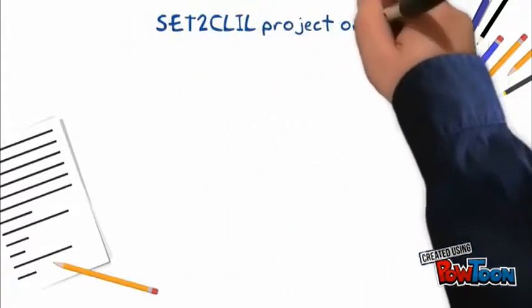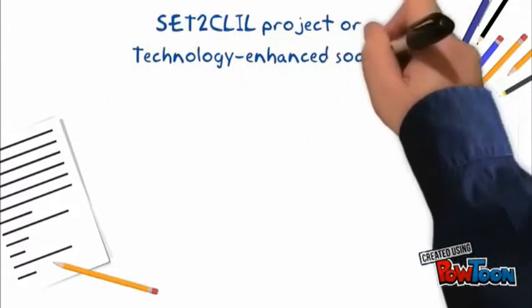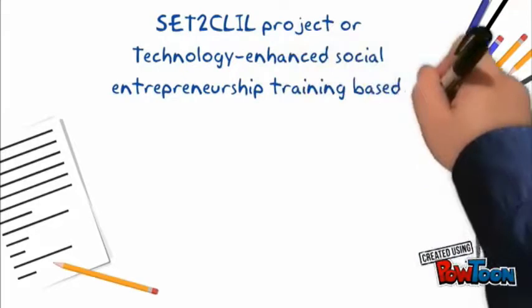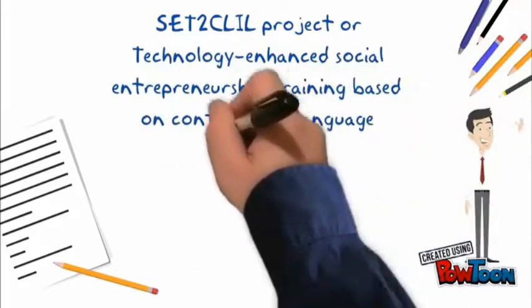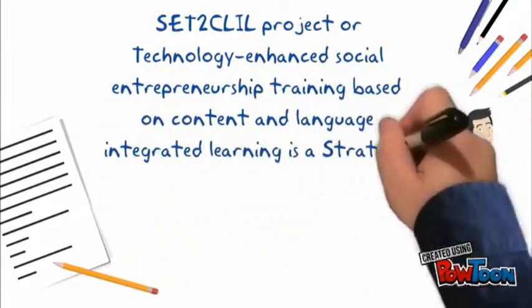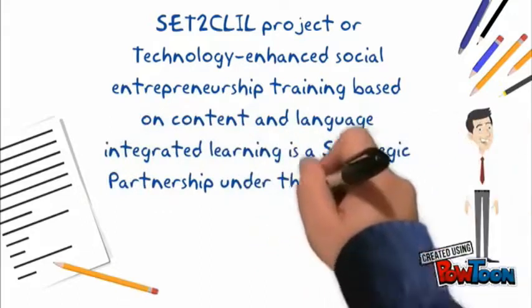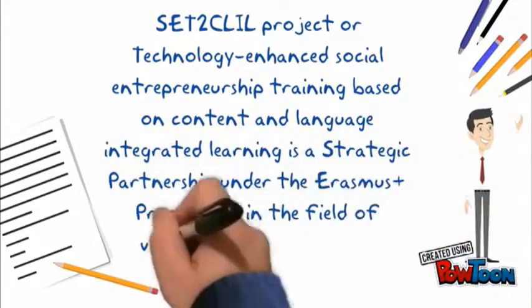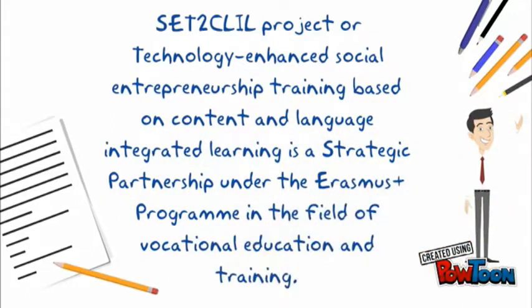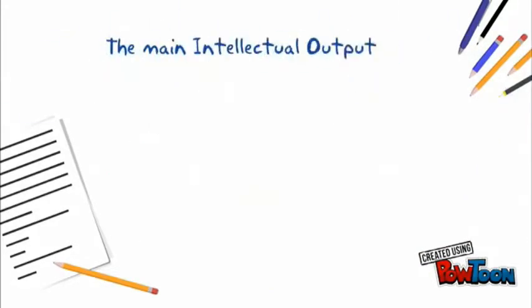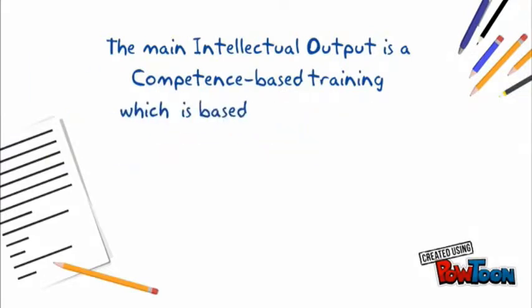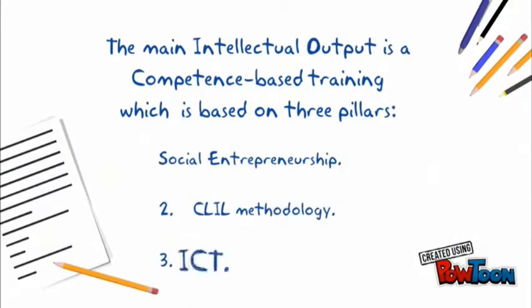SET2 CLIL project, or technology-enhanced social entrepreneurship training based on content and language integrated learning, is a strategic partnership under the Erasmus+ program in the field of vocational education and training. The main intellectual output is a competence-based training which is based on 3 pillars: 1. Social entrepreneurship, 2. CLIL methodology, 3. ICT.